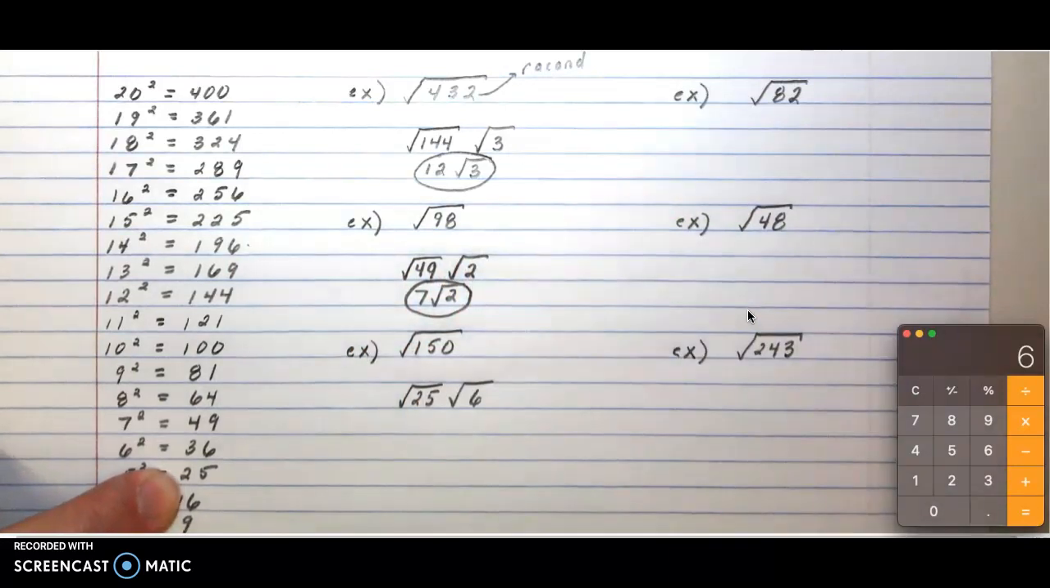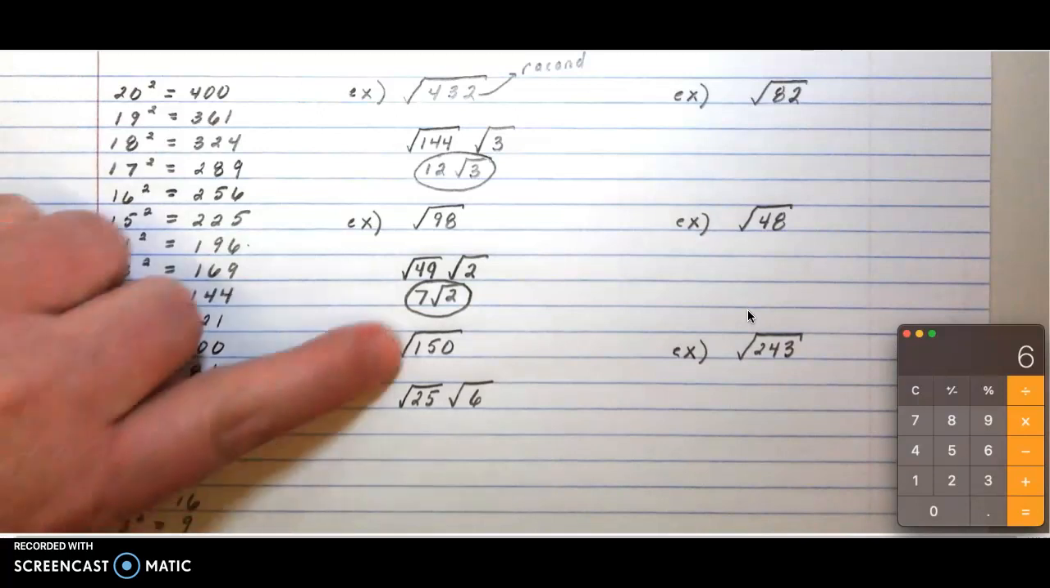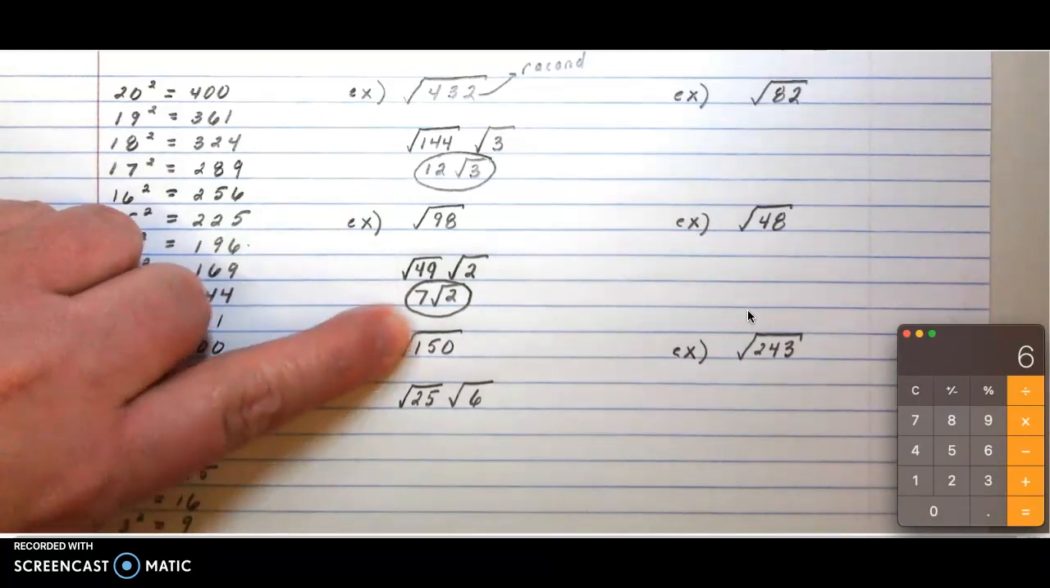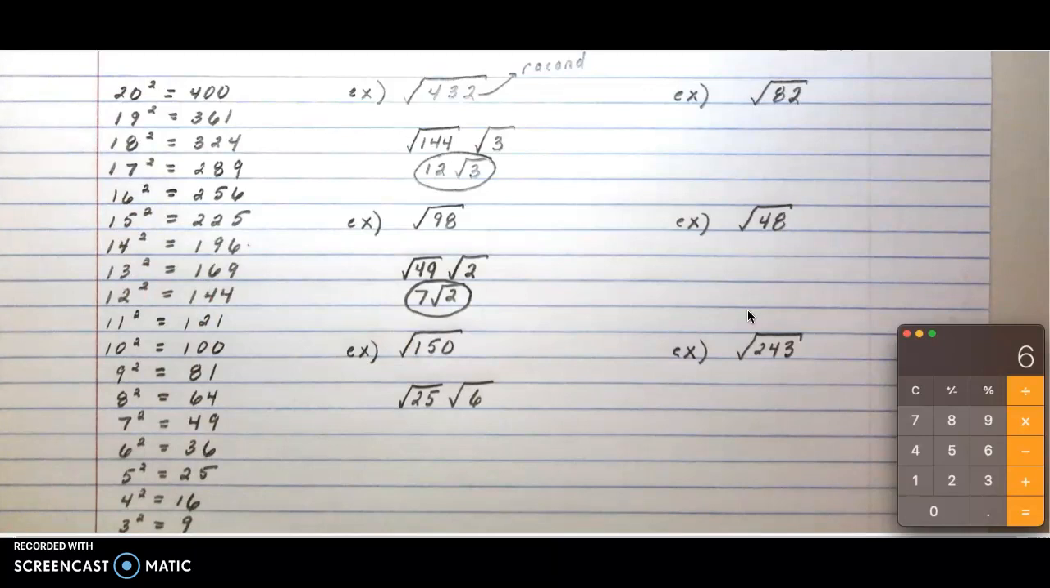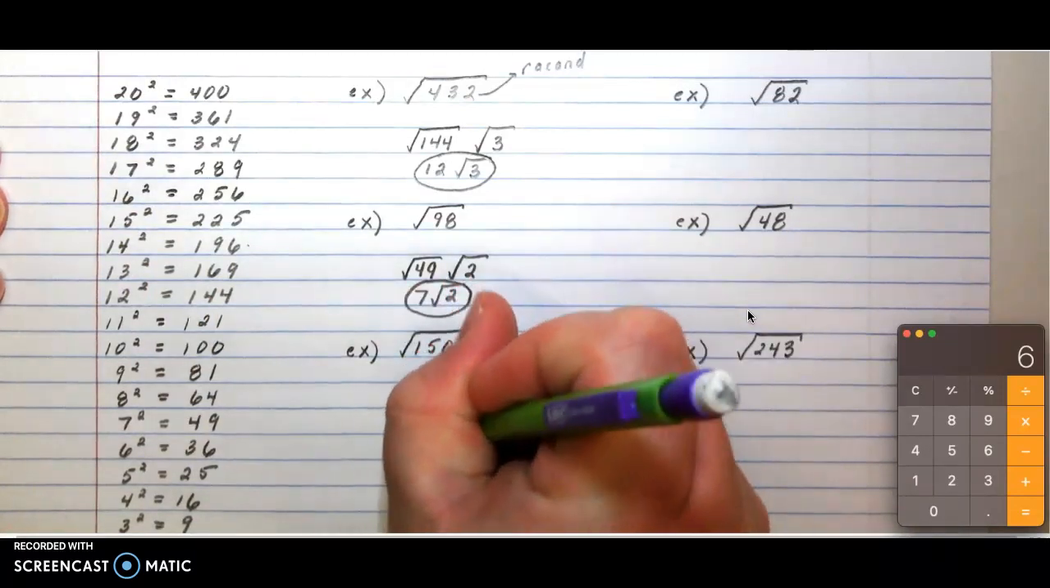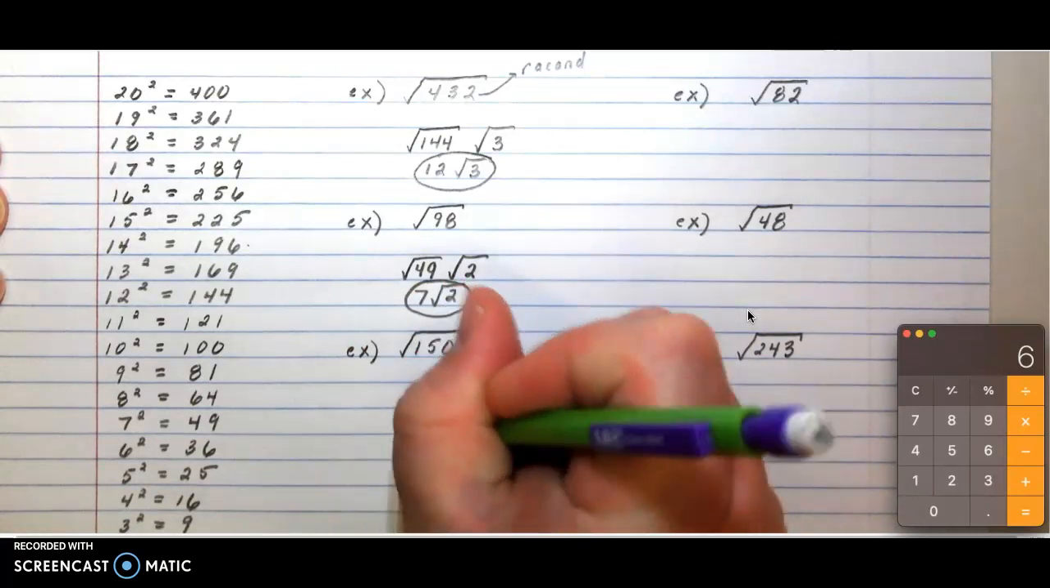Now, of course, I'm hoping that you actually knew that 25 went into that without having to use a calculator, but I wanted to show you the process. Now, we know root 25 is 5, so our answer is going to be 5 root 6.